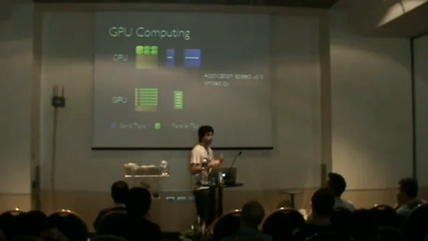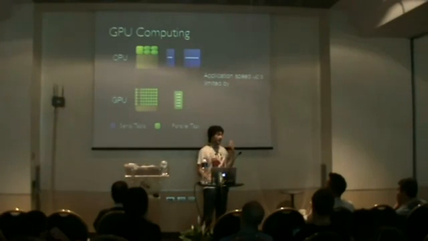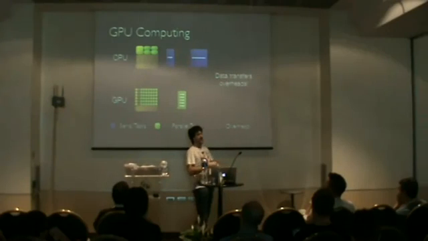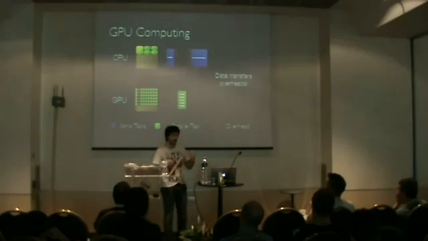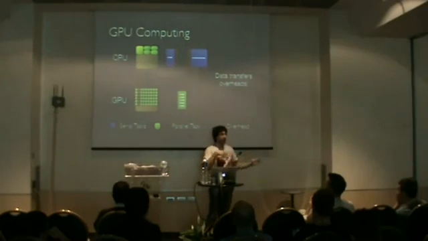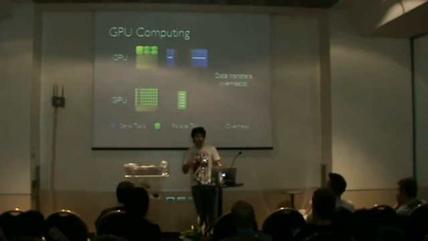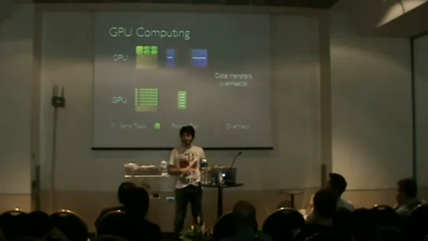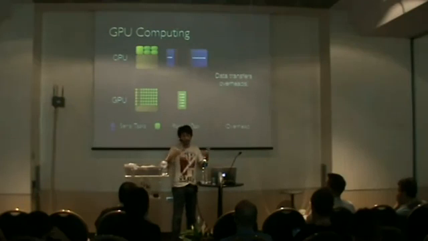Also, in GPU computing, you have to consider some overheads. These overheads are given by the memory transfer and the communication between the CPU and the GPU. You have to transfer the input data to the GPU, do the computation on the GPU, and finally transfer the results of your computation back to the CPU.